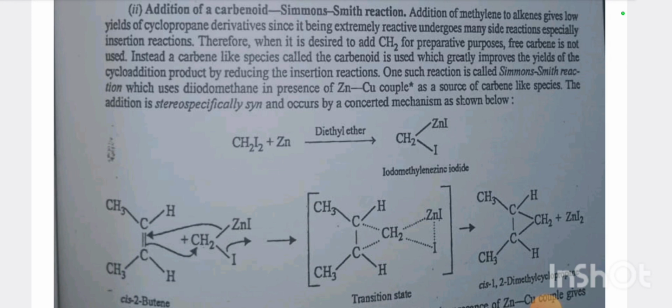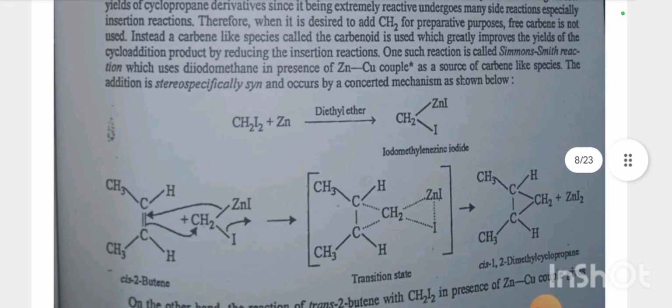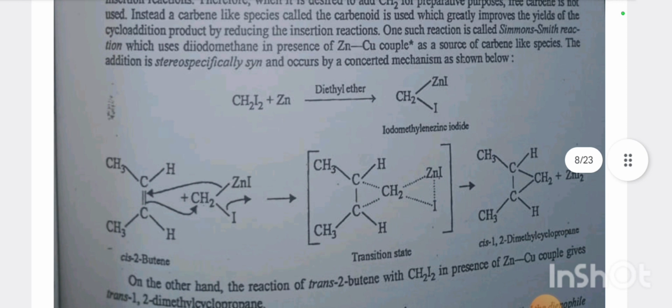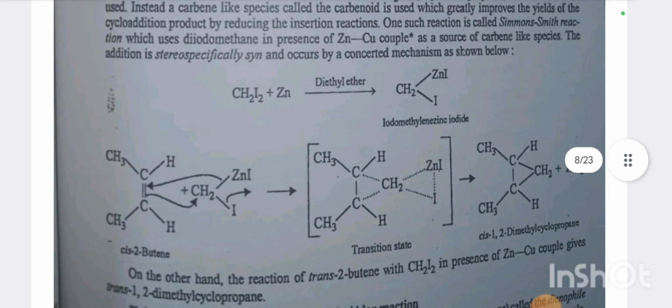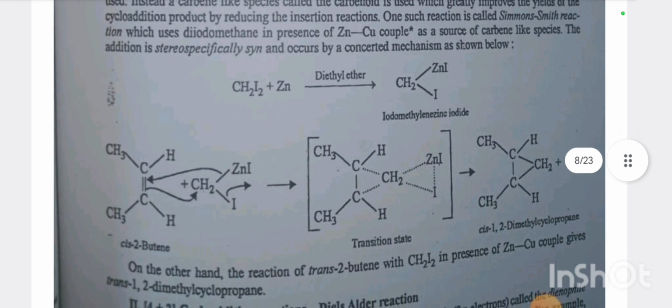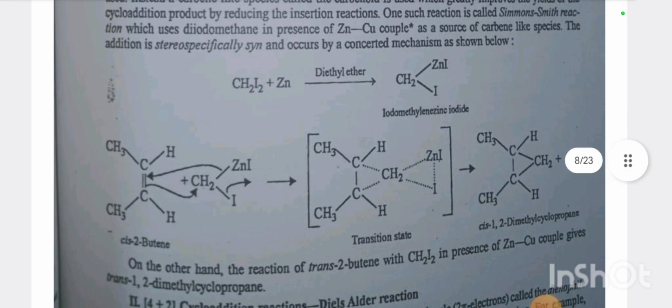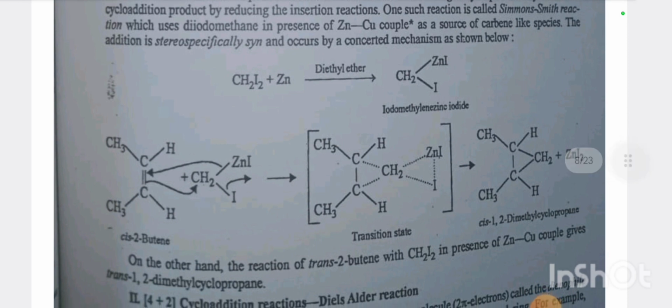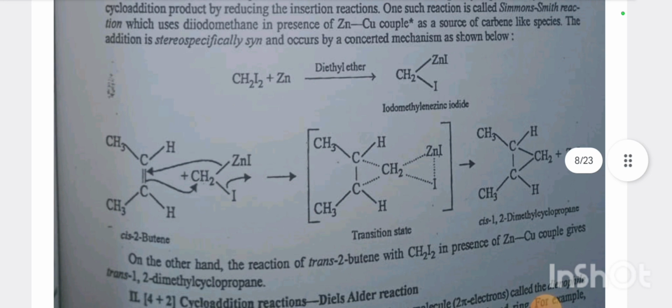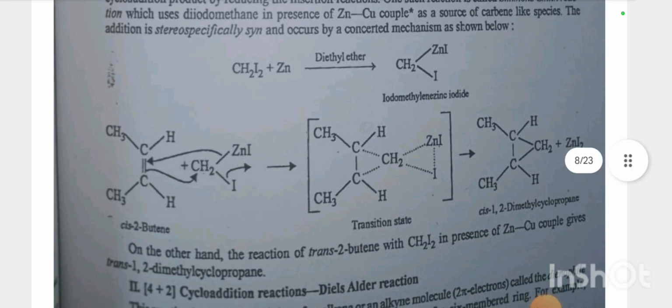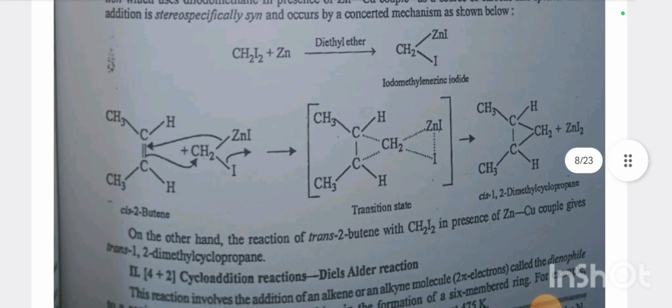Therefore, when it is desired to add CH2 for preparative purposes, free carbene is not used. Instead, a carbene-like species called the carbenoid is used, which generally improves the yields of the cycloaddition product by reducing the insertion reactions. One such reaction is called the Simmons-Smith reaction, which uses diiodomethane in the presence of zinc-copper couple as the source of the carbene-like species. The addition is specifically syn and occurs by a concerted mechanism as shown below.